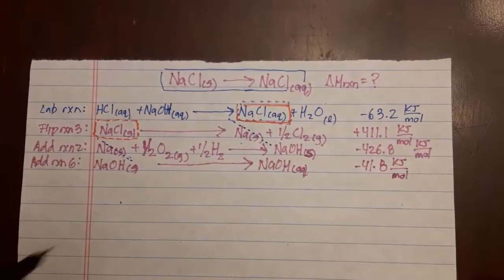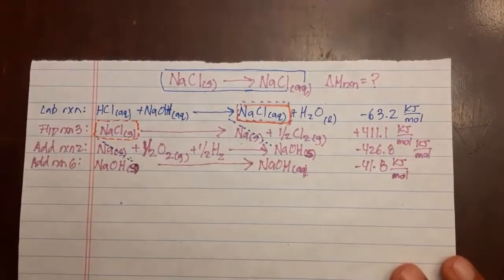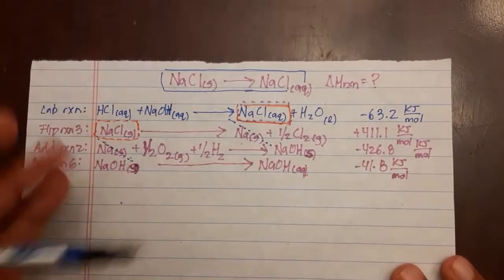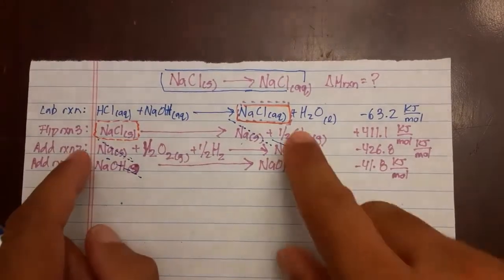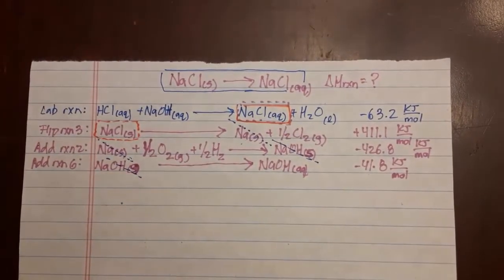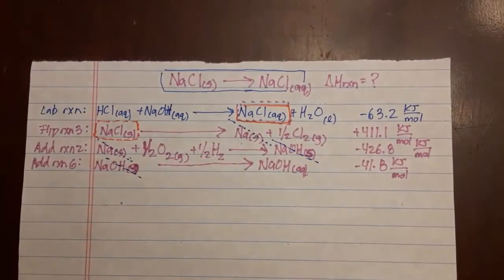Okay, so again, to rationalize why I'm adding reaction 6 to this is because the NaOH solid is going to cancel out with the NaOH solid here. I want to cancel out everything except what's in the orange boxes, because what's in the orange boxes is my reaction. And now I have a whole bunch of other stuff here.